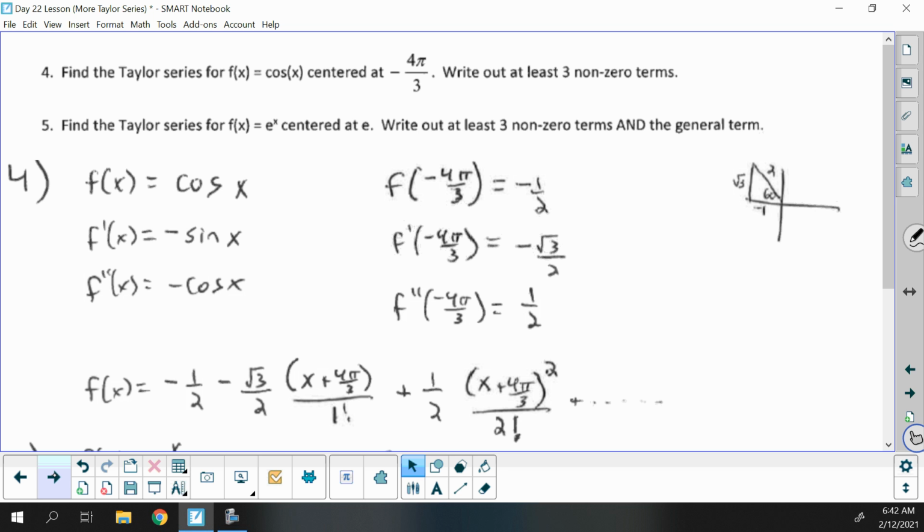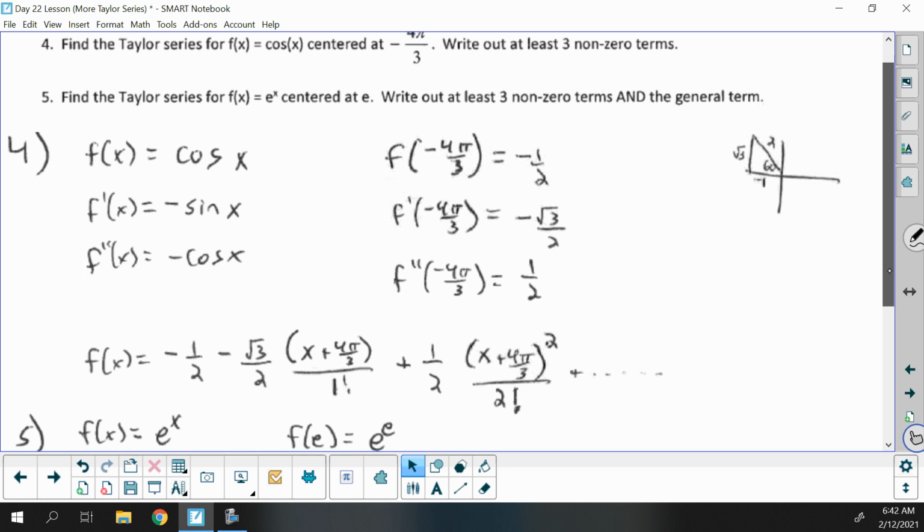So we start out with the negative 1/2, or sorry, not derivative values, because the first one's not a derivative, it's our actual function value. We start out with our function value, and then we have our first derivative times the x plus 4 pi over 3 to the first over 1 factorial. Then our second derivative, the x plus 4 pi over 3 to the second over 2 factorial, and then dot, dot, dot. They did not ask for the general term in number 4, so we did not have to write it.